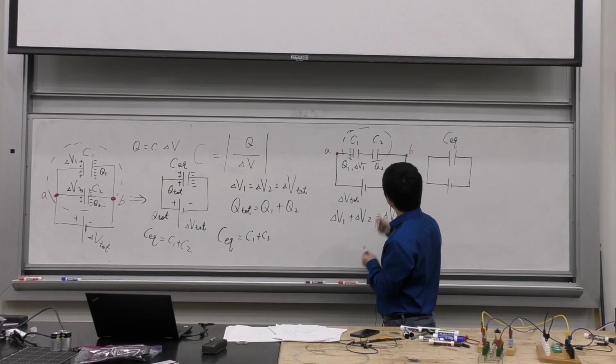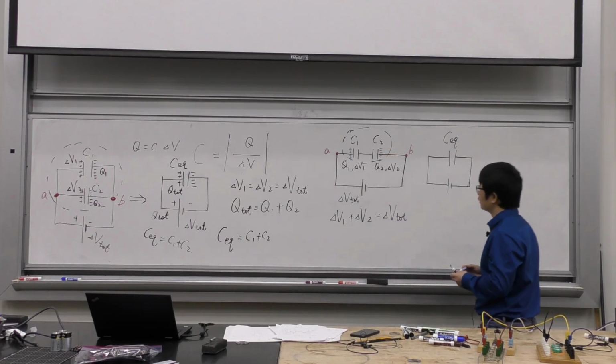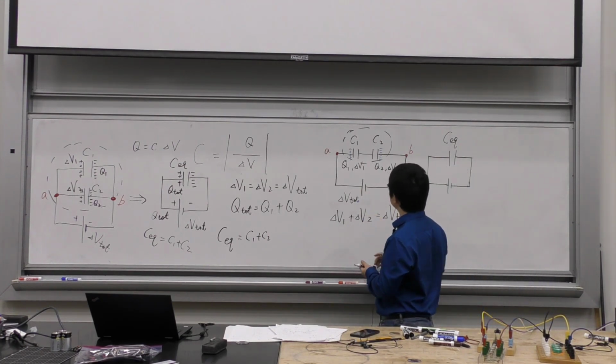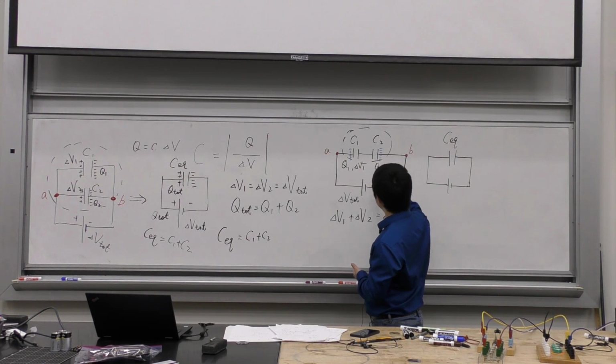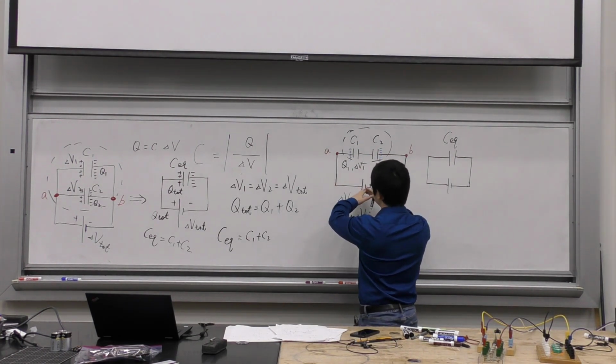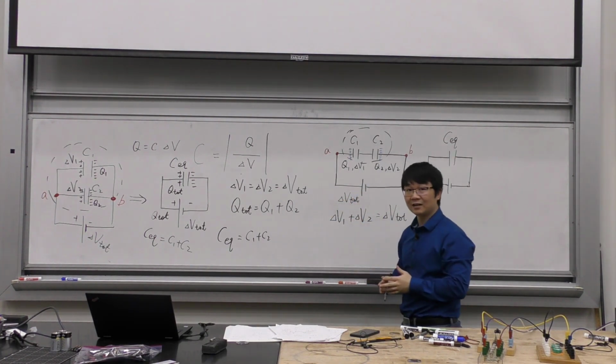So this plate gets negative charges from the negative terminal, okay? So if this is Q1, this is Q2, both of them get charged from the battery, okay? And the charge from the battery is a charge separation. The battery is not creating charge, right?